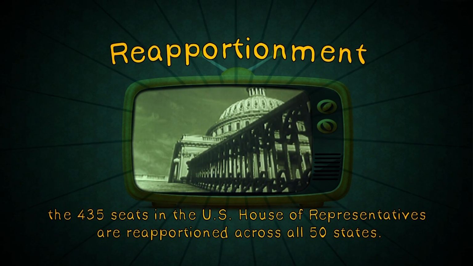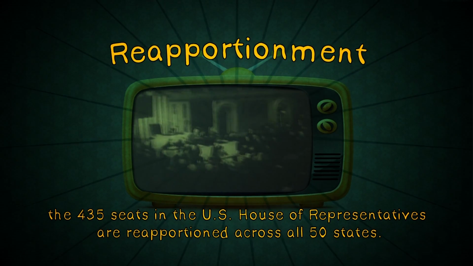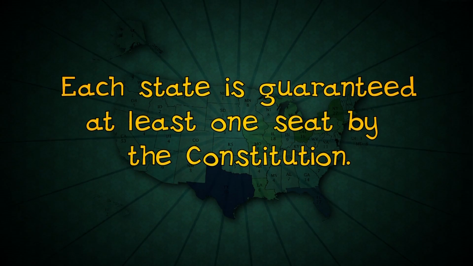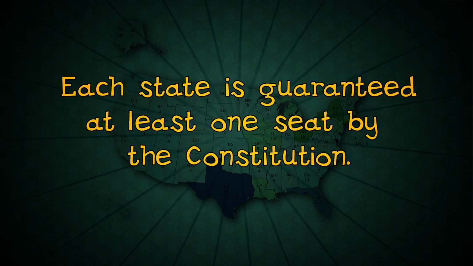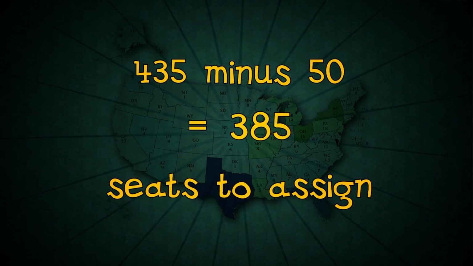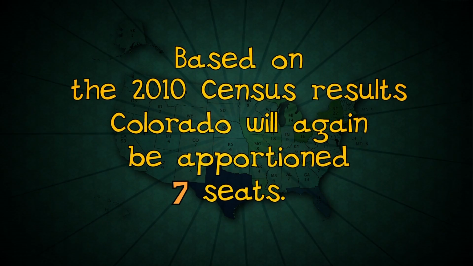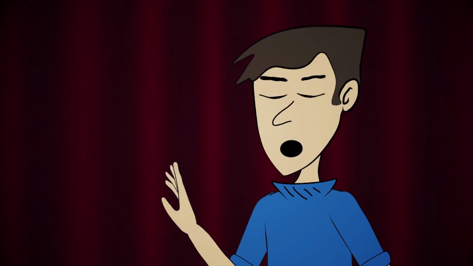In response to the census data, the 435 seats of the United States House of Representatives are reapportioned across all 50 states. Based on the state's percentage of total population, each state is guaranteed at least one seat by the Constitution. After each of the 50 states receive a seat, there are 385 seats to assign. Based on the 2010 census results, Colorado will again be apportioned 7 U.S. congressional seats. Next, let's talk about redistricting.